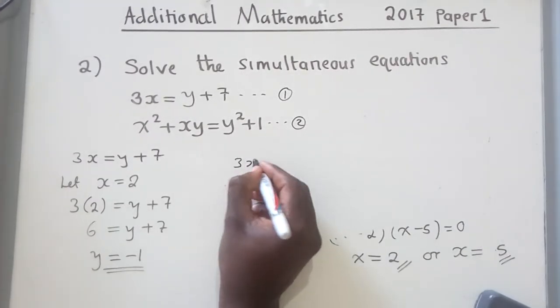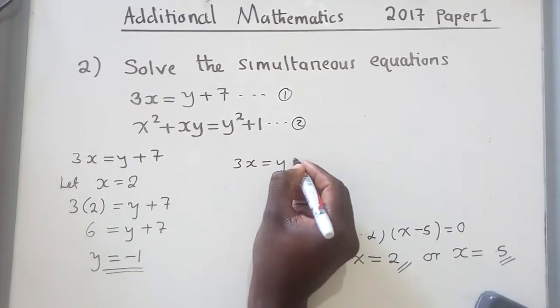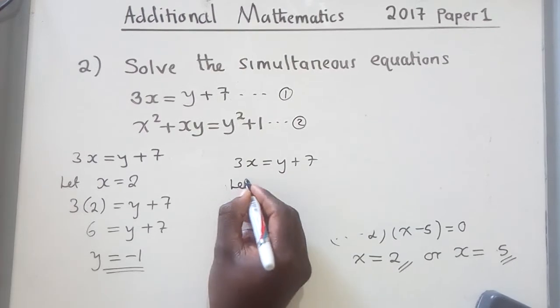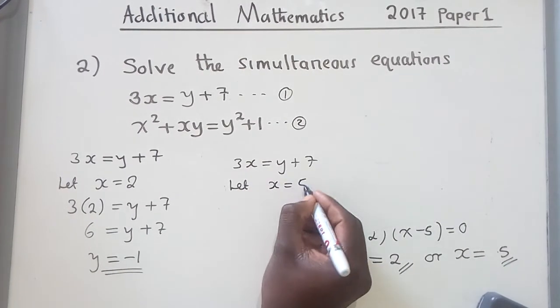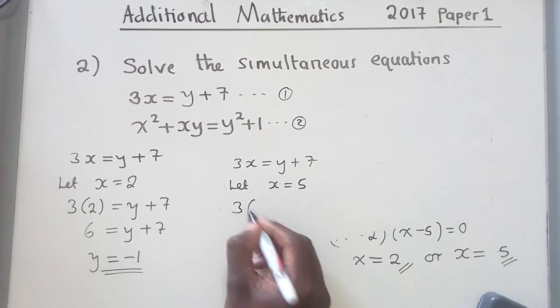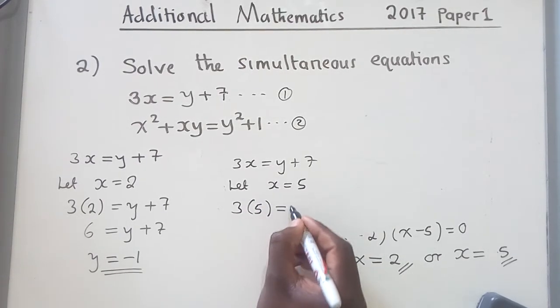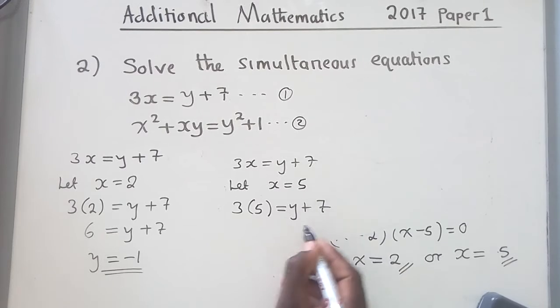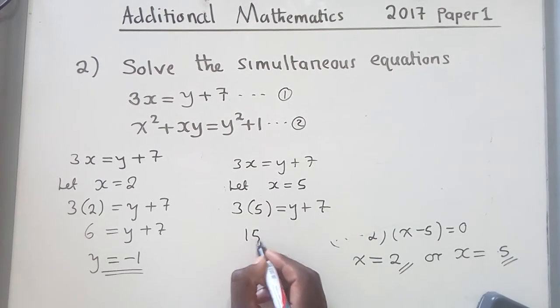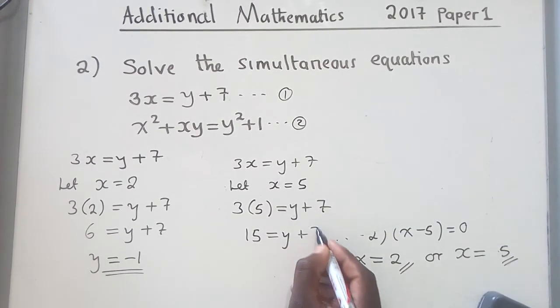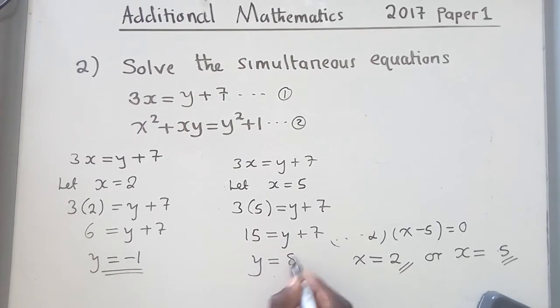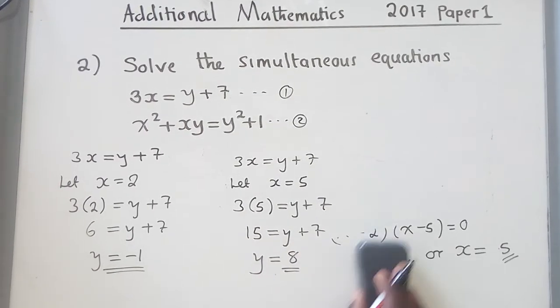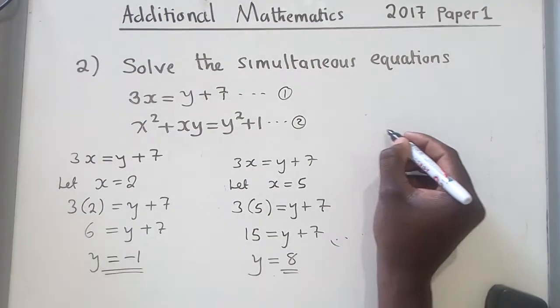Again, you get the same. So you say 3x is equal to y plus 7. Now this time around, you let x be equal to 5. When x is equal to 5, it will look like this. So solve, this is 15, which is equal to y plus 7. You group the like terms, you find that your y will be equal to 8.